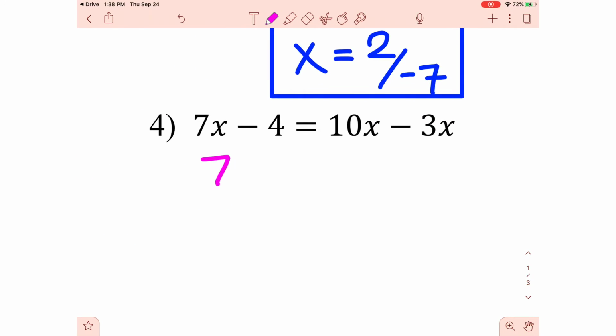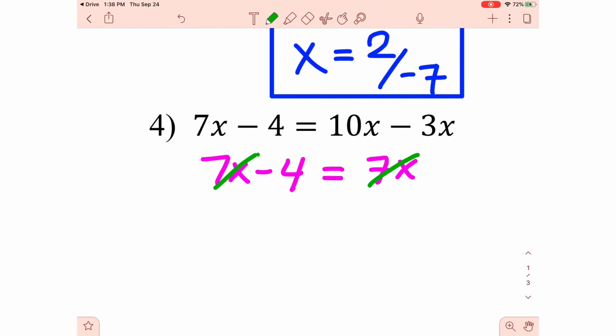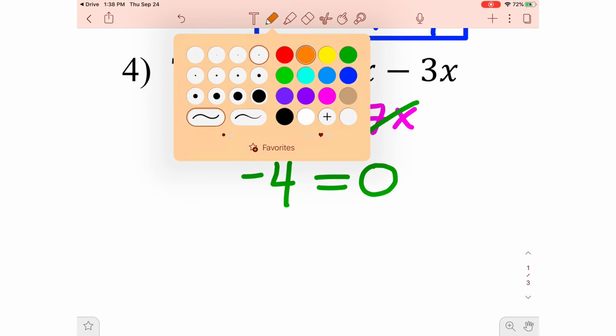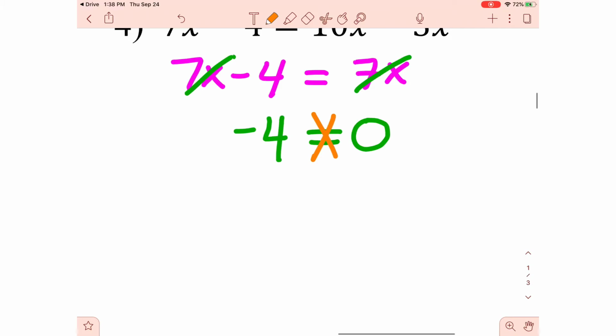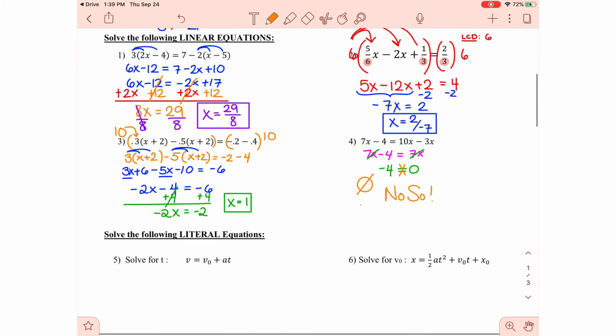And finally, number 4. Let's see, I'm going to combine like terms on the right side. So 7x minus 4 on the left equals 7x. Now, the 7x is going to cancel out on both sides. If I subtract a 7x over, it cancels out, and I get negative 4 equals 0, which is a no solution, because negative 4 does not equal 0. So this is a no solution.